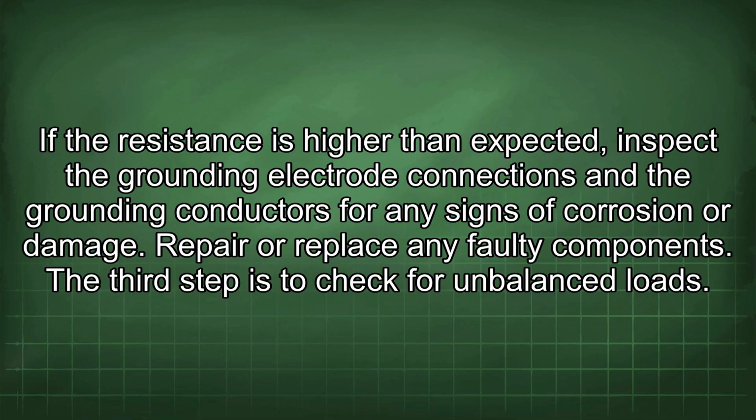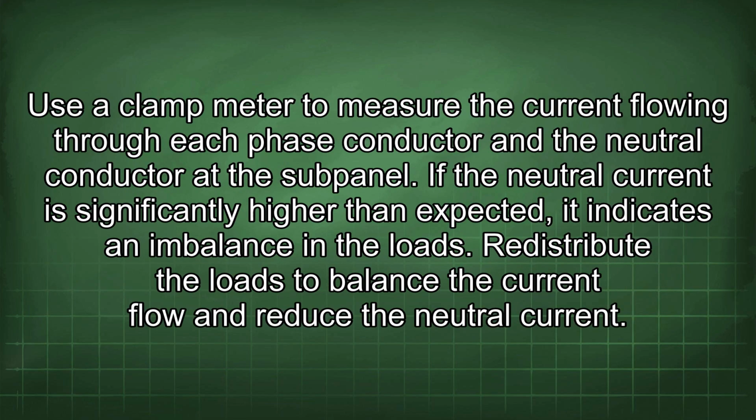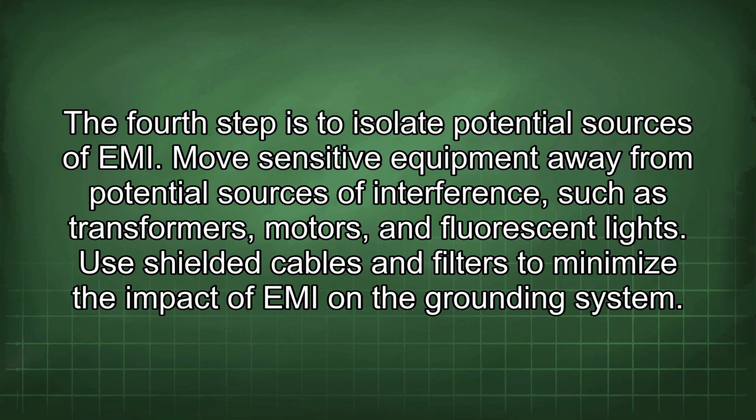The third step is to check for unbalanced loads. Use a clamp meter to measure the current flowing through each phase conductor and the neutral conductor at the subpanel. If the neutral current is significantly higher than expected, it indicates an imbalance in the loads. Redistribute the loads to balance the current flow and reduce the neutral current. The fourth step is to isolate potential sources of EMI. Move sensitive equipment away from potential sources of interference, such as transformers, motors, and fluorescent lights. Use shielded cables and filters to minimize the impact of EMI on the grounding system.